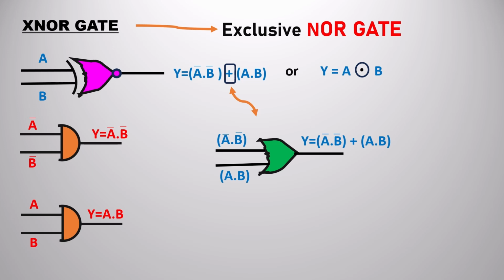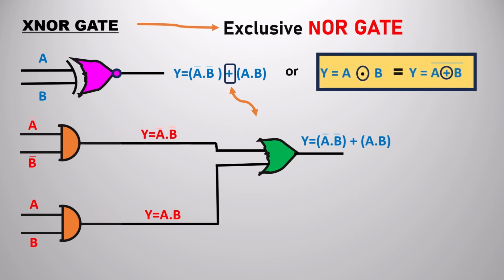I am taking the first one as A bar B bar, which we have to take with the help of one AND gate. The second one is the product of A and B, and for that also we can take an AND gate. So you can see I have taken A bar B bar in one AND gate and AB in another AND gate.